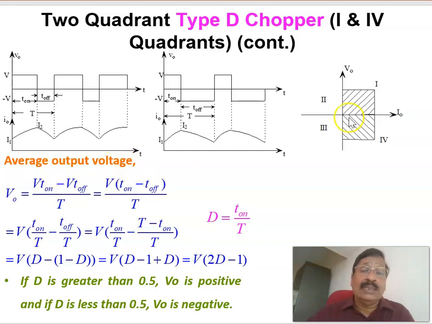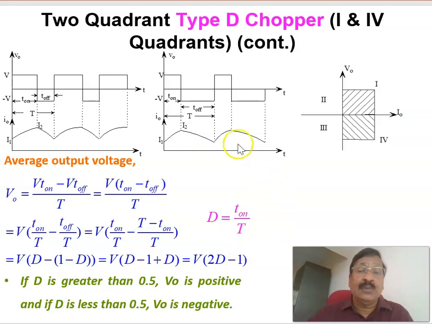And the average output voltage equation for that one: the average voltage can be calculated as V into T on, that is this area here, minus V into T off, for the total area, divided by the total time period T. That is V into (T on minus T off) divided by T, or V into T on by T minus T off by T. I am writing T off as T minus T on, divided by T, with T on by T equal to D. Therefore, V into D minus (1 minus D), or V into D minus 1 plus D, or V into (2D minus 1).